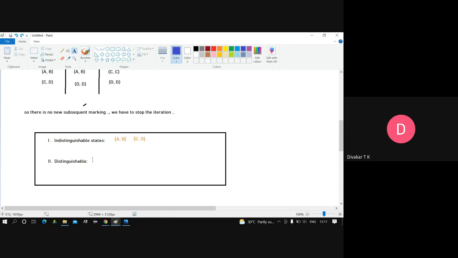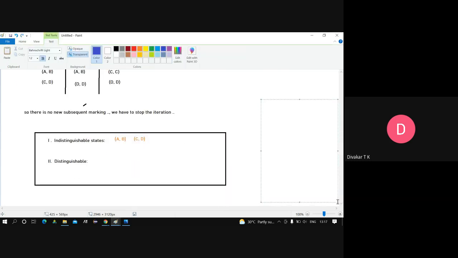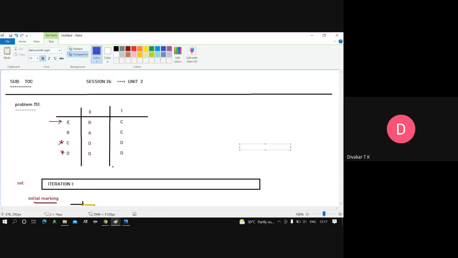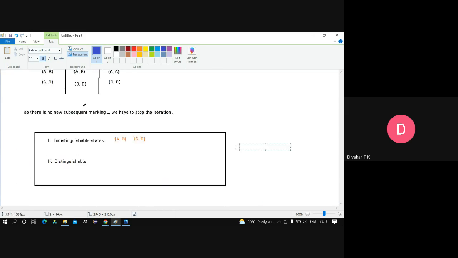Distinguishable states. How to find the distinguishable states? Very easy, guys. See how many states are given in the problem: 4 states, A, B, C, D. Write that down first. Whether in the indistinguishable states, the A state is present? Yes, A is already contained, so leave it, remove that. Then B, yes, it's present, so remove this one. And C, yes, remove that one. D, remove that. After removing everything, what is remaining?